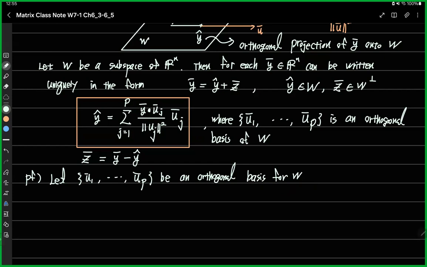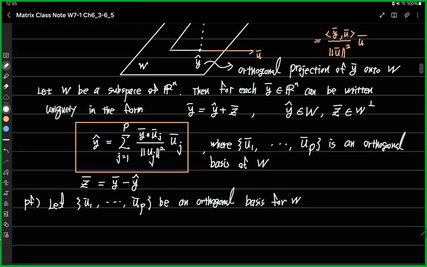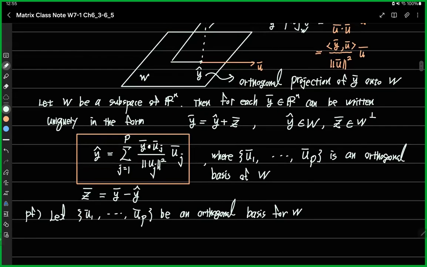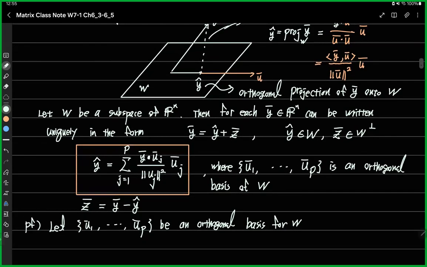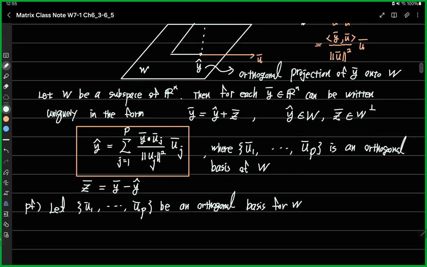Now Y hat. So what do we want to prove? We want to prove that Y can be written as Y hat plus Z, and that this is unique. For a given vector Y, that can be expressed as Y hat plus Z, and this form is unique. That's what we want to prove.